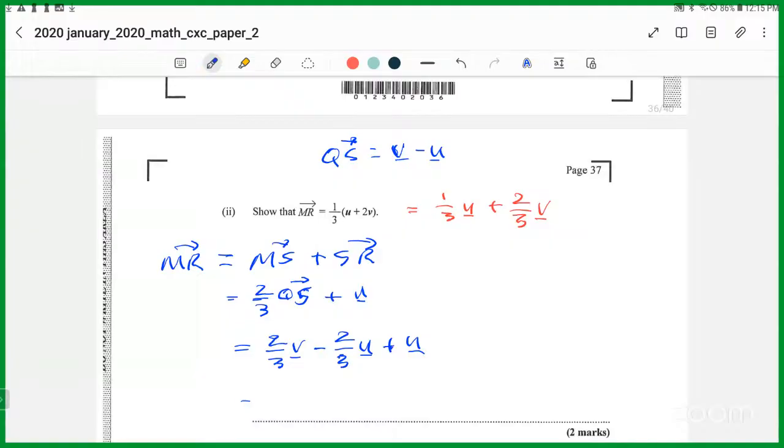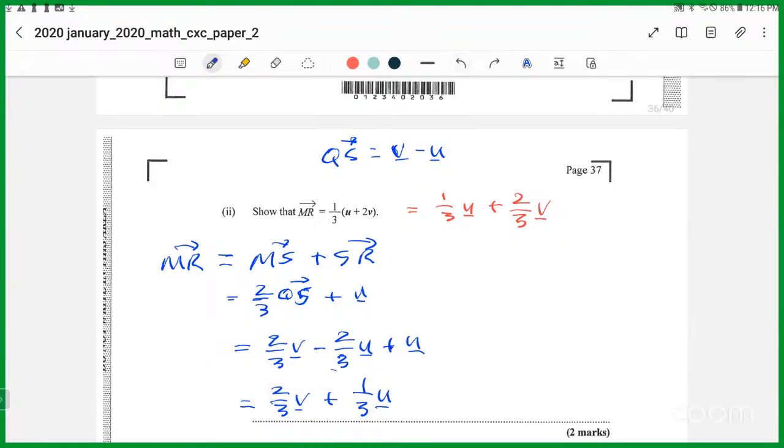And this simplifies into 2/3 V. That's the only V term there. 2/3 V. And then these two now give you 1/3 U, because this is a whole U. So a whole U minus 2/3 U gives you 1/3. A whole minus 2/3 is 1/3. Right? So it becomes plus 1/3 U. So it's telling me to go from M to R, I can go 2/3 V and 1/3 U.